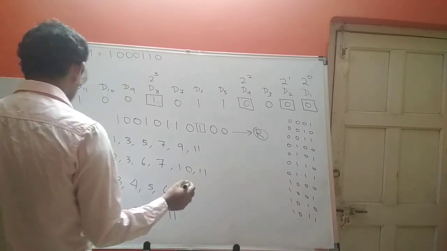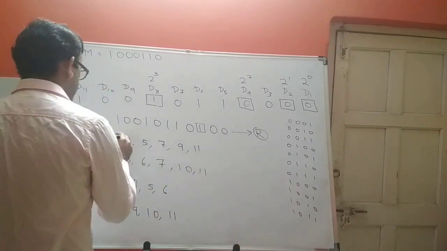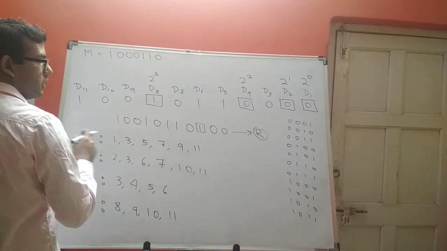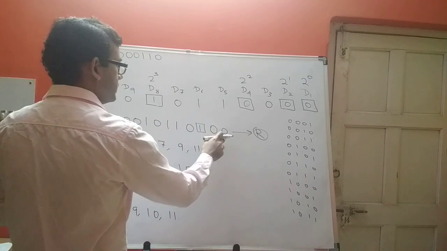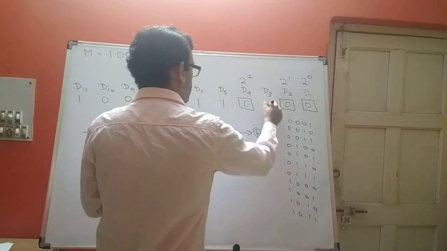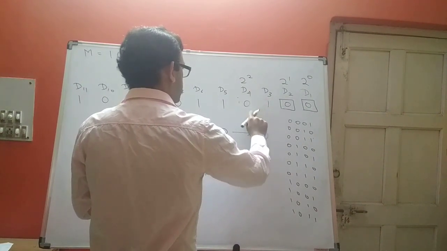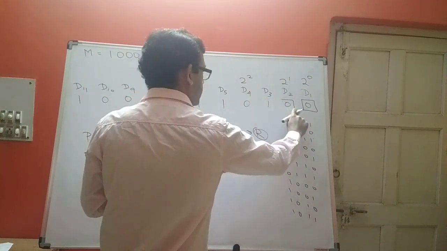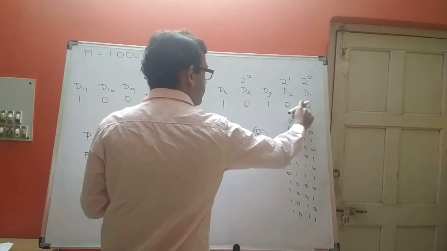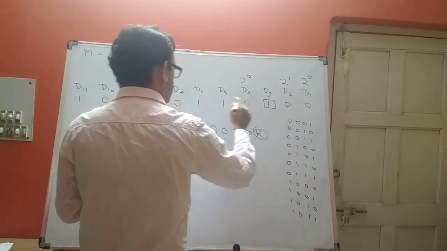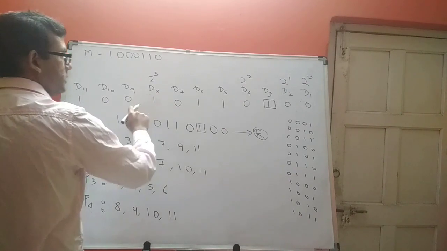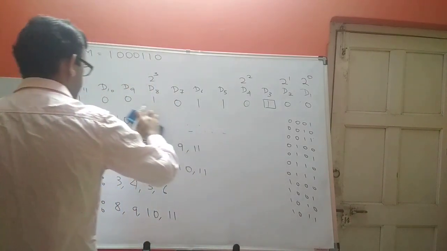Let's see. Okay. So for P1, I can see that at position 1, here is D1, D2, D3. At D3, let me make the change. At D3, it's 1. Now there is no need to differentiate between parity and message bits. So I'll just erase these boxes. I'll simply box the bit which has undergone a change. This is the bit that has undergone a change. I'll simply unbox this. Okay. Let me just erase this.